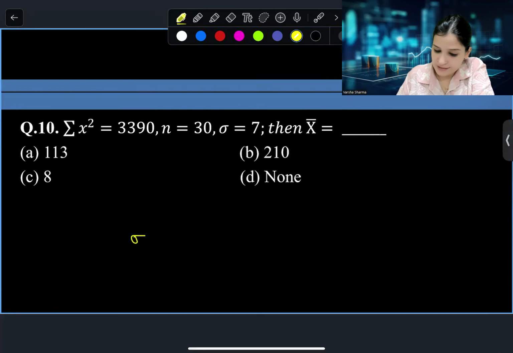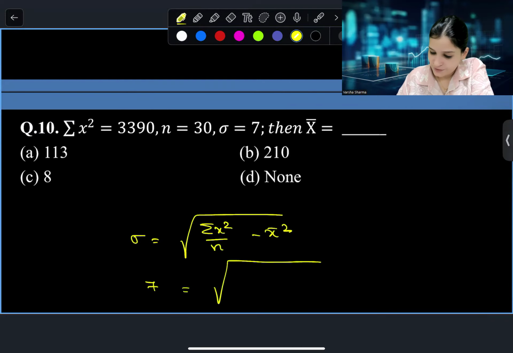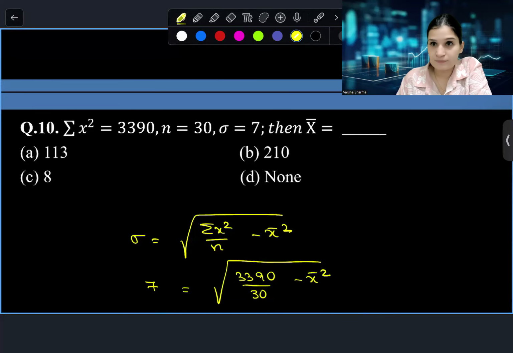Standard deviation, the second formula: under root of summation x square by n minus x bar square. Standard deviation is 7. This is 3390 by 30 minus mean square. Do trial and error. The answer would be 8.